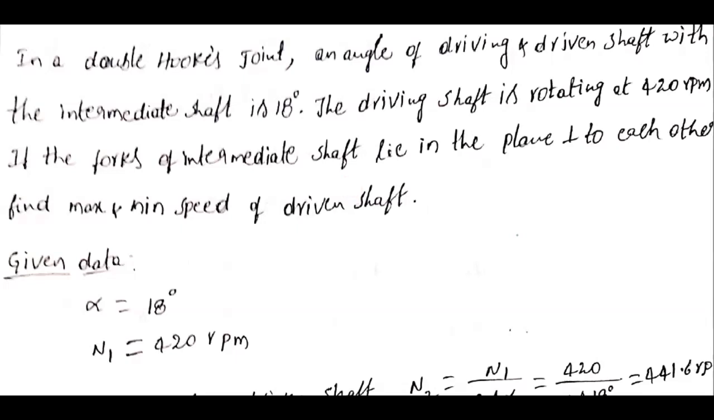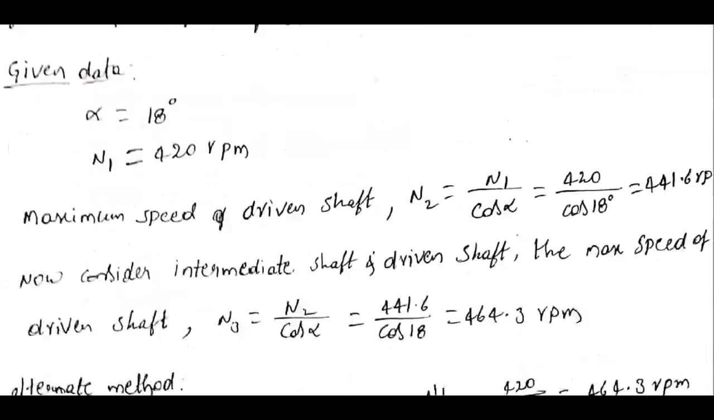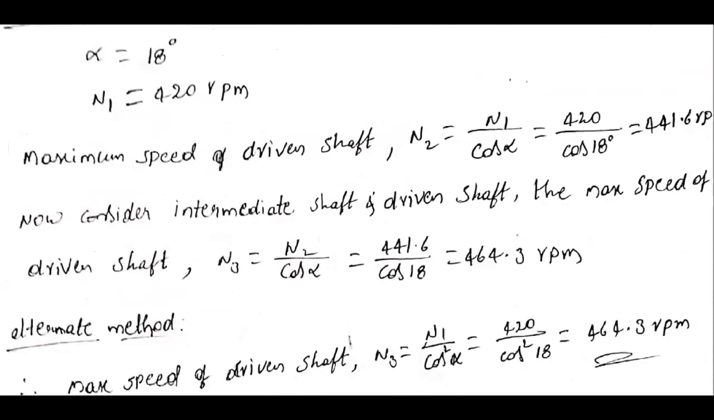Alpha is 18 degrees and the speed is 420 rpm. Now let us find the maximum speed of the driven shaft. N2 equals the maximum speed, and the relation is N2 equals N1 by cos alpha. Substituting the N1 value and alpha, the value is 441.6 rpm.